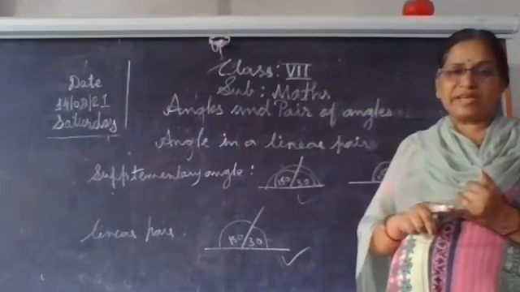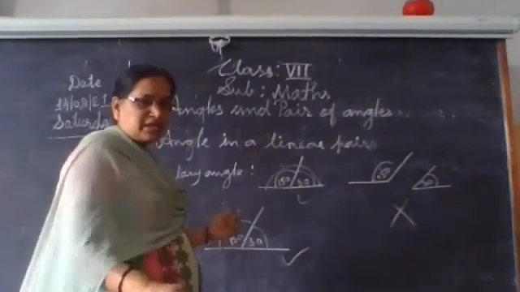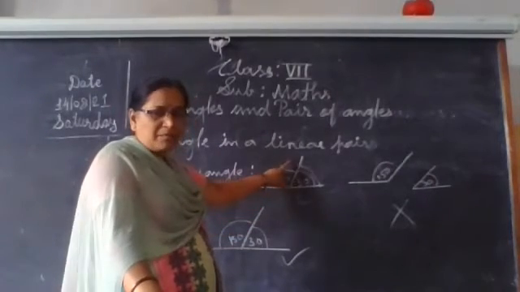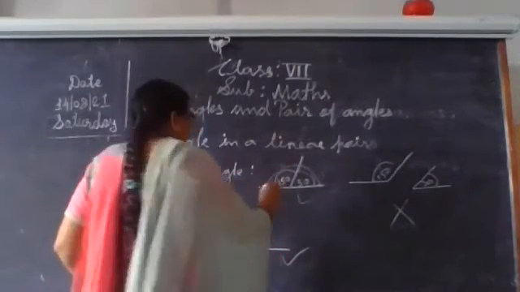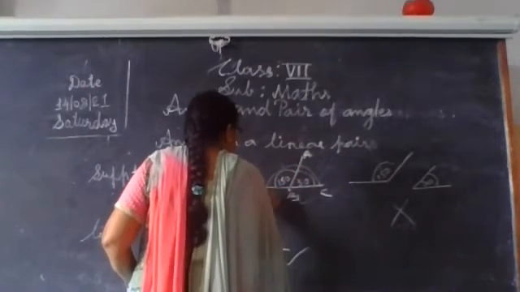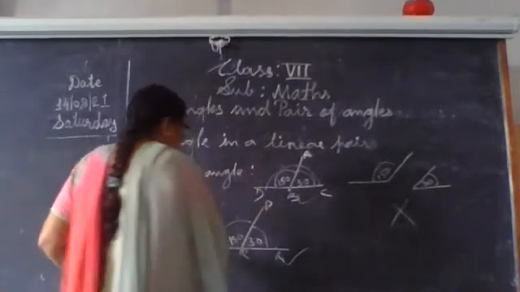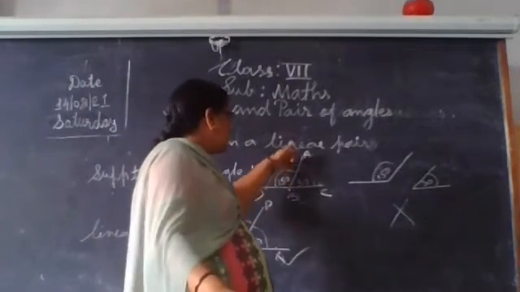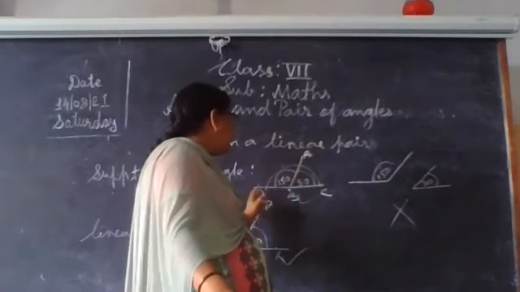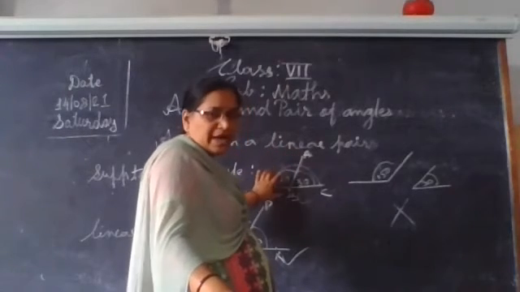So what is the meaning of adjacent angles? The angles must share one common arm and one vertex. Here A, B, C and D. Here P, Q, R and S. So if you take angle ABC, or you can take angle ABD, this AB is common in these two angles.